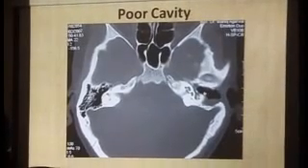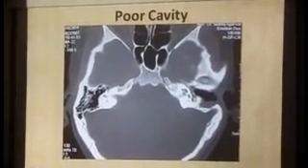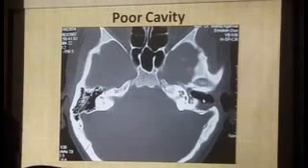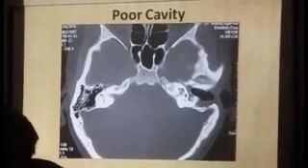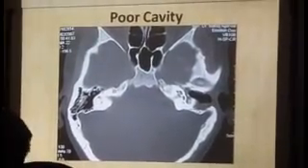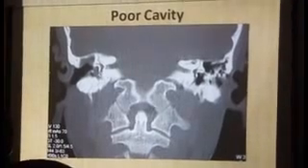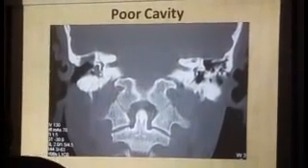Same case, look at the amount of bone that has been left behind, how a mastoid sump effect has been created here. Right? Same thing, poor cavity on a coronal section.